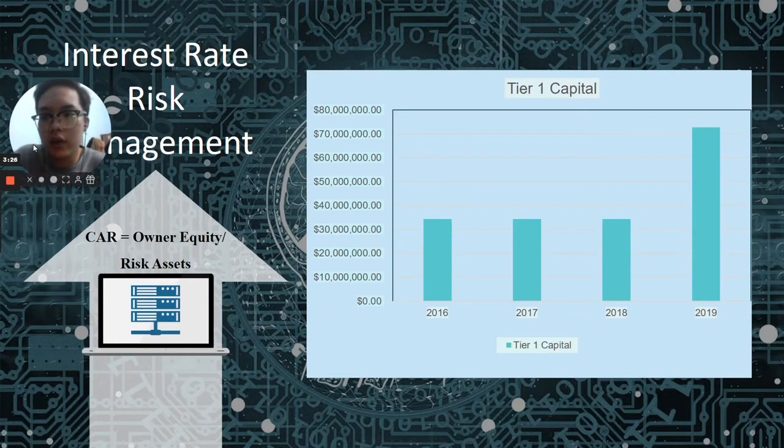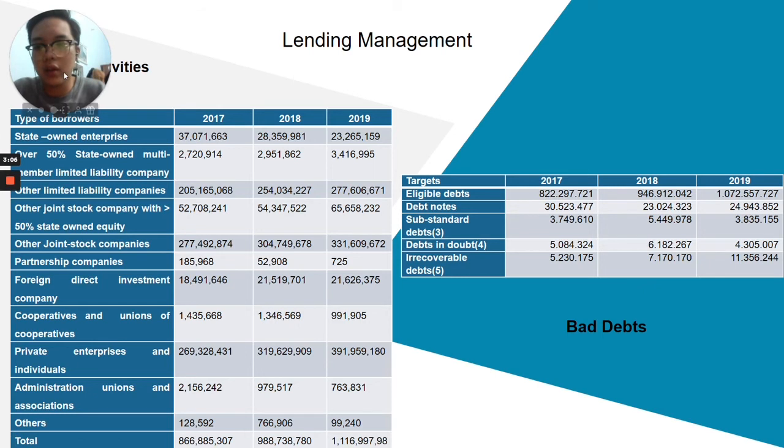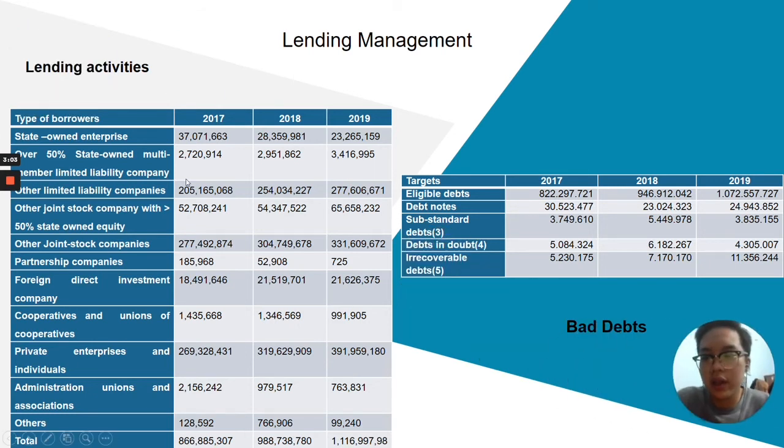And for interest risk management, CAR is equal to owner's equity divided by risk assets, and here is the Tier 1 capital of BIDV over the past 4 years. And for the lending management part, the lending activities of BIDV are also shown over 3 years. And here is the bad debt of BIDV.